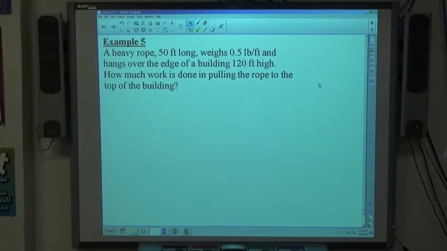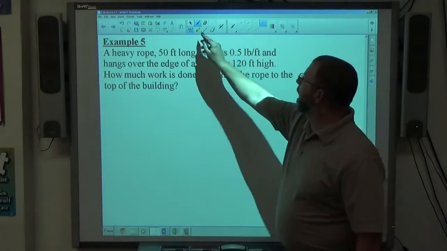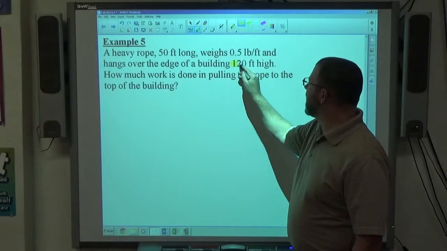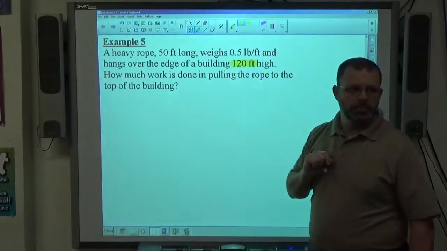Okay, example 5. A heavy rope 50 feet long weighs half a pound per foot and hangs over the edge of a building, 120 feet high. How much work is done in pulling the rope to the top of the building? Let me just mention one thing real quick. As of right now, the height of the building does not matter as long as it's longer than the rope.